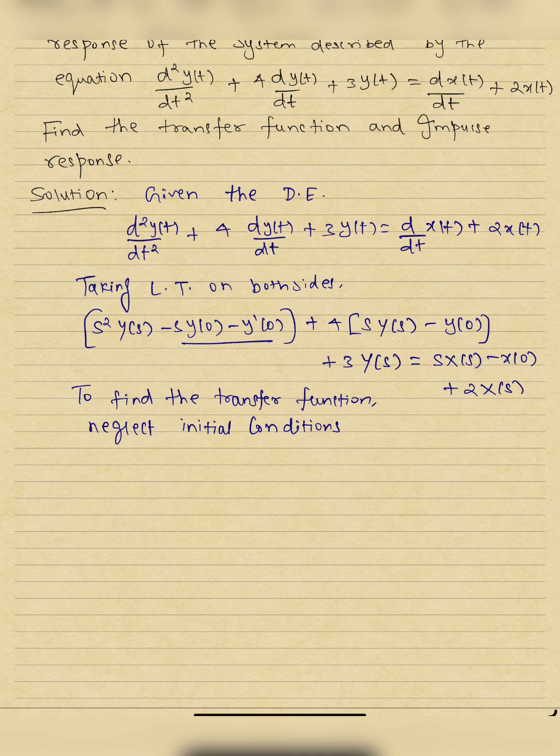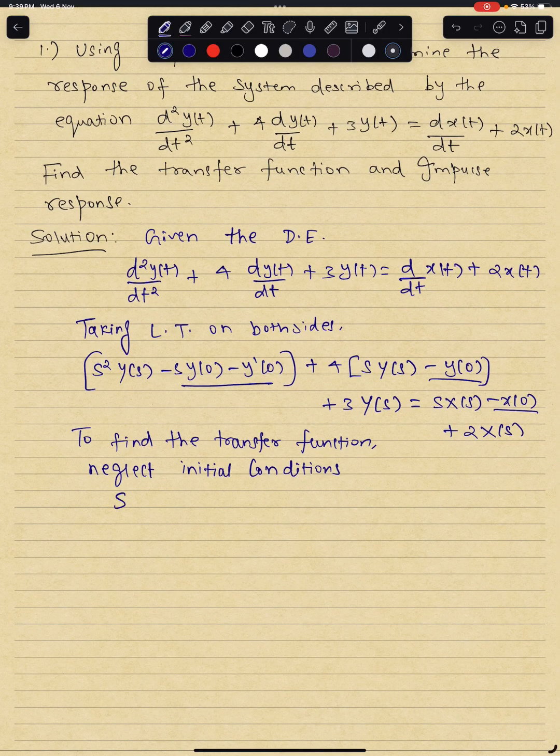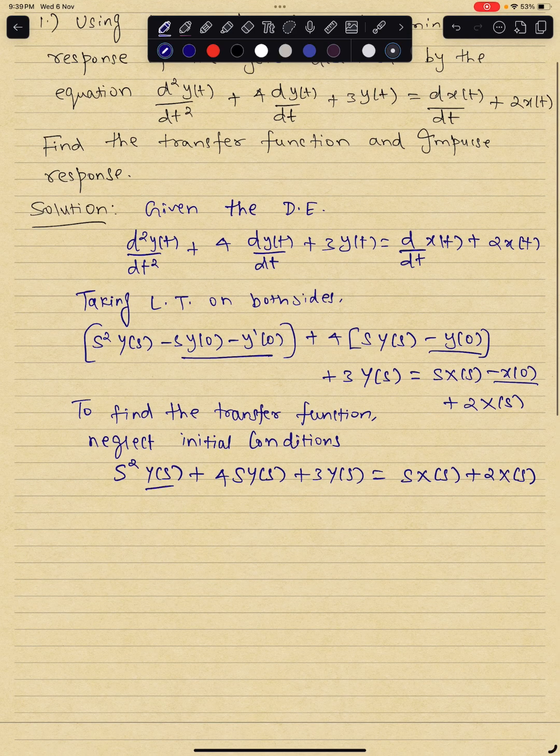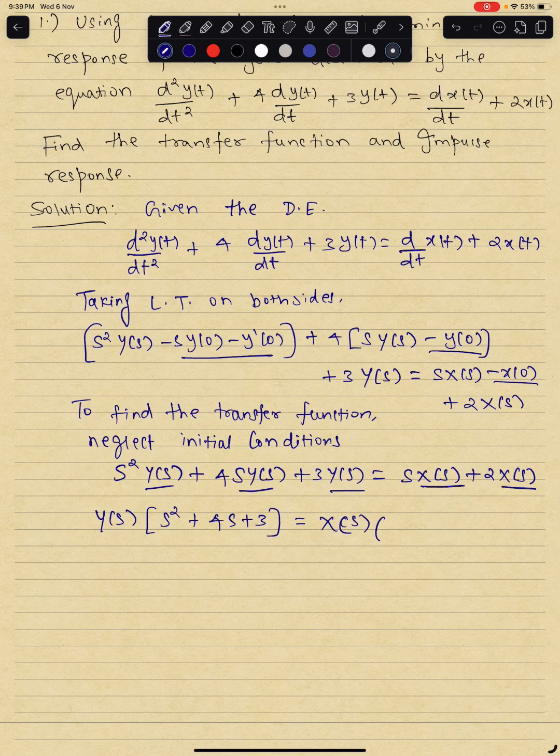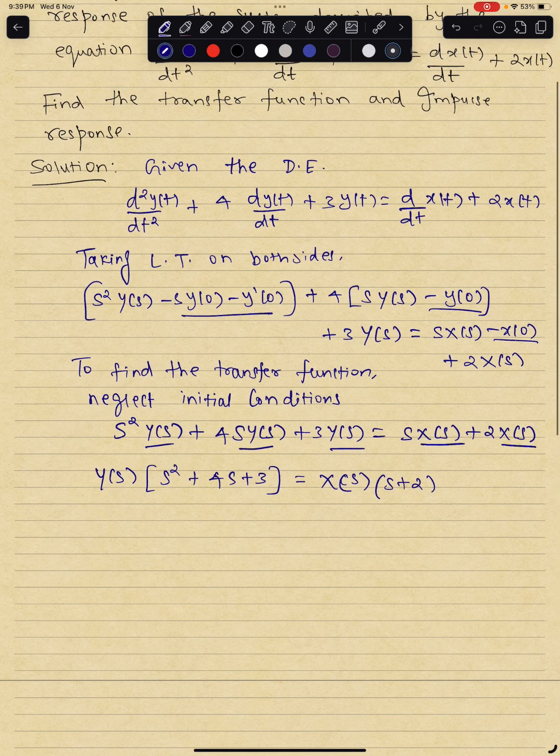So here, since the term x of 0 and all of these become 0, we get s square into Y of s plus 4 times s into Y of s plus 3 times Y of s is equal to s into X of s plus 2 times X of s. So from this we can take Y of s common, right? So we'll have s square plus 4s plus 3, is equal to, from here take X of s common, so we'll have X of s into s plus 2.